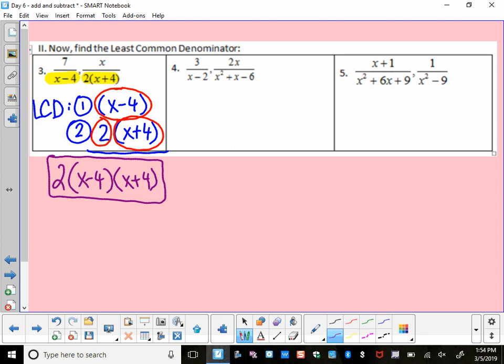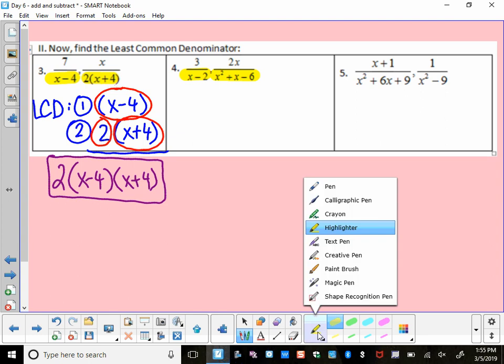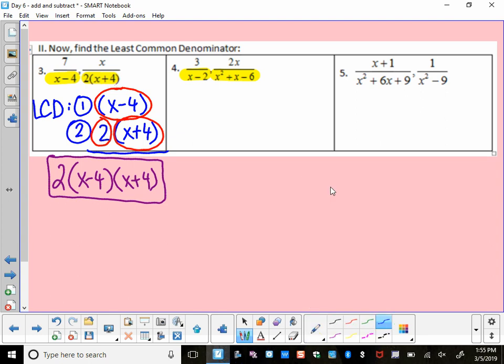Okay? Let's look at number 4. I have 3 divided by x minus 2 and 2x divided by x squared plus x minus 6. Before we get started, I need my denominators to always be in factored form. Well, x minus 2 is in factored form, right?